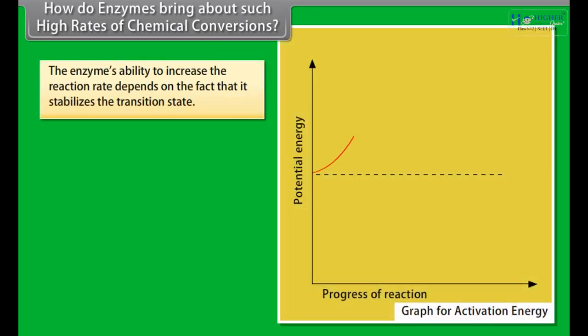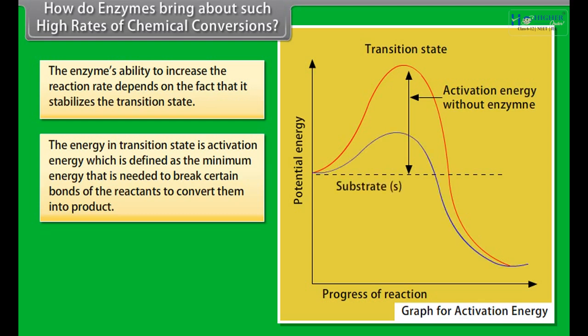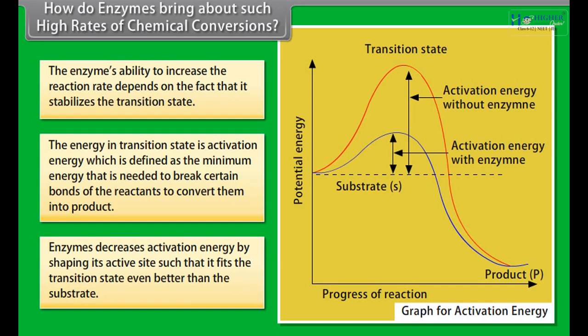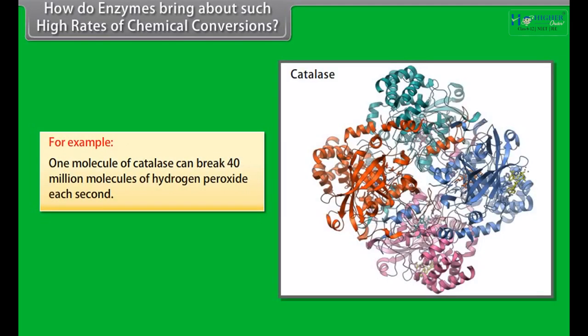The enzyme's ability to increase the reaction rate depends on the fact that it stabilizes the transition state. The energy in the transition state is activation energy, which is defined as the minimum energy that is needed to break certain bonds of the reactants to convert them into product. Enzymes decrease activation energy by shaping their active site such that it fits the transition state even better than the substrate. For example, one molecule of catalase can break 40 million molecules of hydrogen peroxide each second.